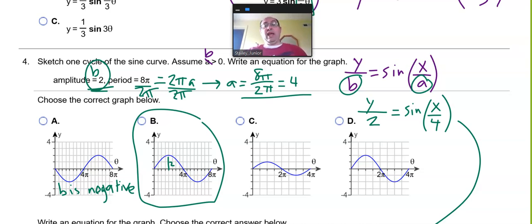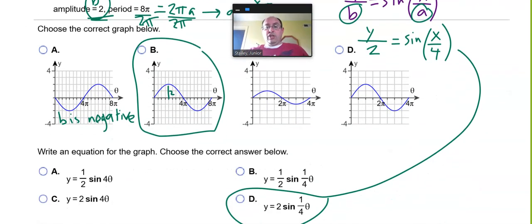Now, what's the difference between A and B? Why is A wrong? Because A has an amplitude of 2, and it has a period of 8 pi. Well, the problem with letter A is that the b value is negative. If the b value is negative, it's going to cause it to flip over the x-axis. We will see problems like that, but that's why letter A is wrong.